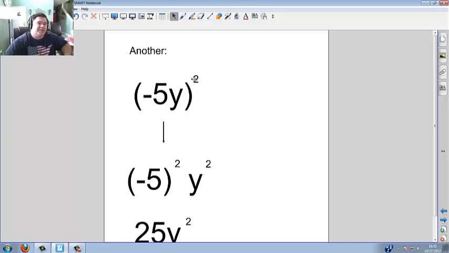Another of that. Notice how negative 5 is inside the square. Parentheses says everything inside here will get squared, because the square is right over here. So negative 5 squared, negative 5 times negative 5 is 25. Y squared is y squared.